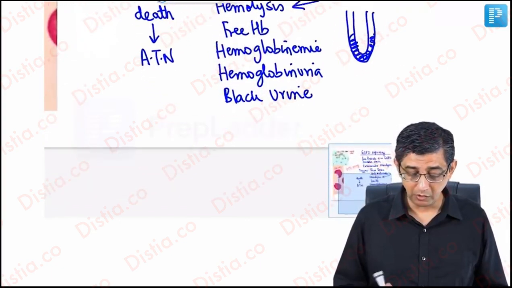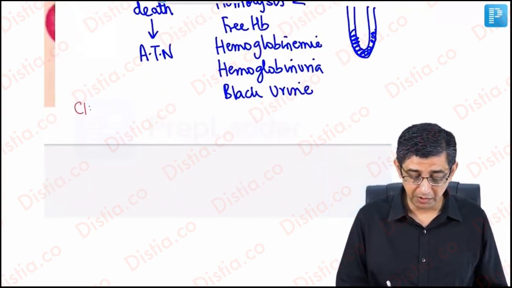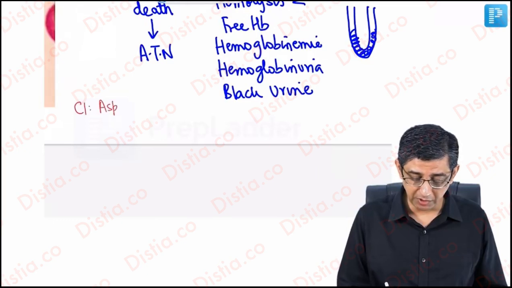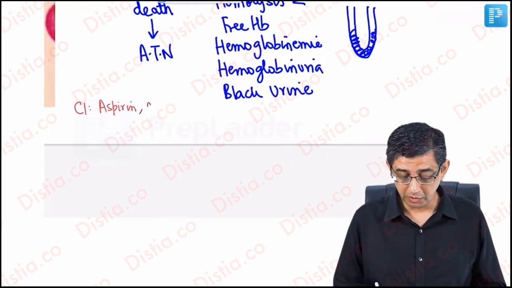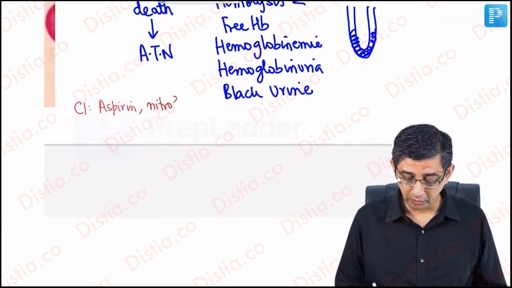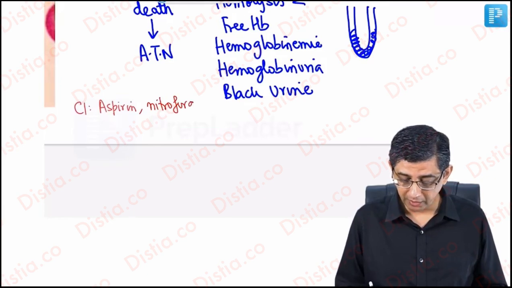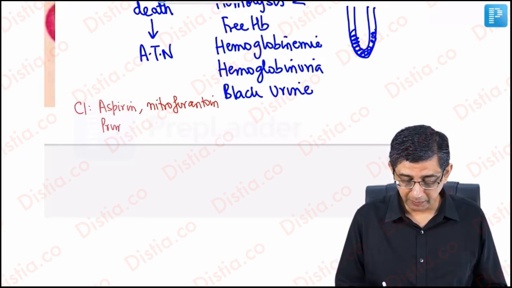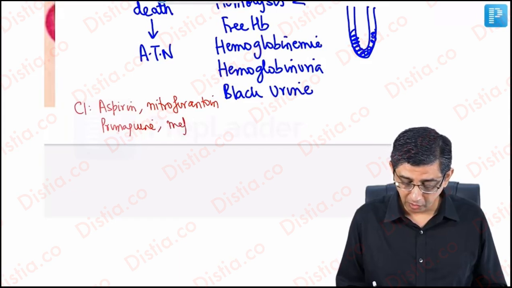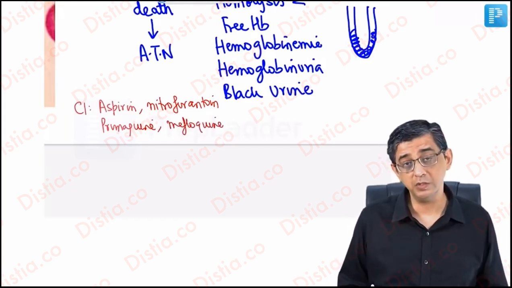There are a lot of drugs which are contraindicated in G6PD deficiency. I'll try to mention the ones which are clinically relevant. One is aspirin. Then a urinary antiseptic, that is nitrofurantoin. Then anti-malarial drugs. All the standard anti-malarial drugs like primaquine, chloroquine, mefloquine are contraindicated in a patient of G6PD deficiency.